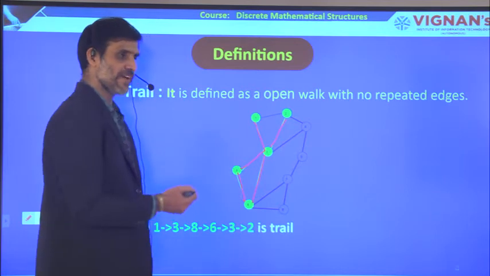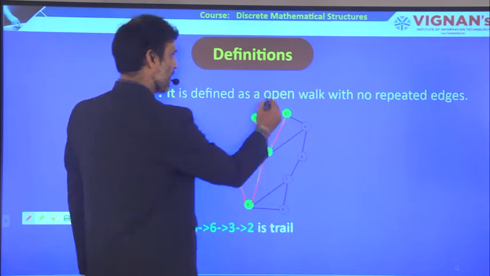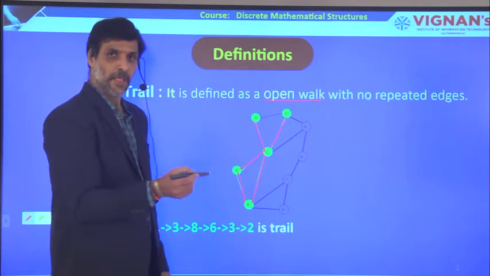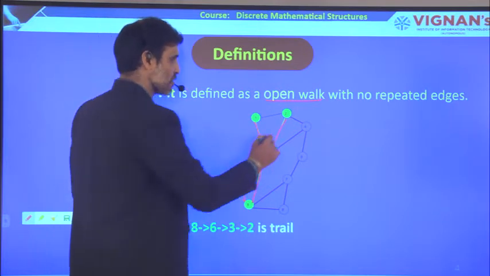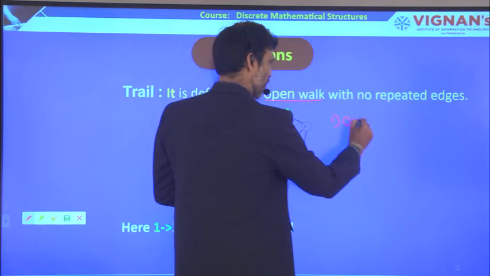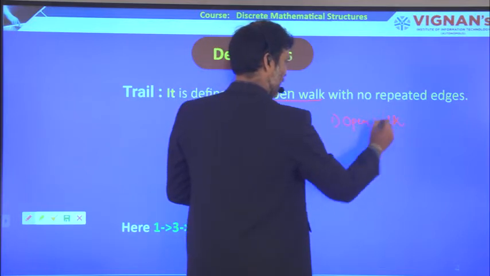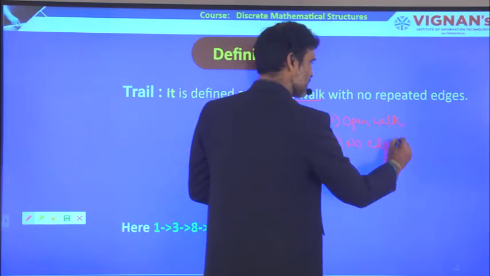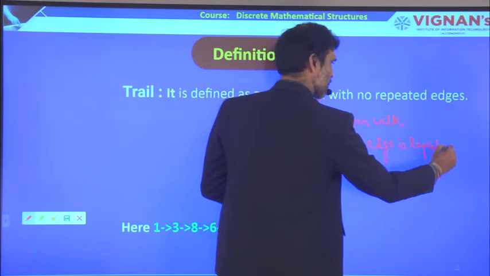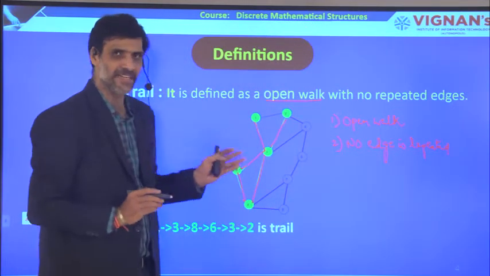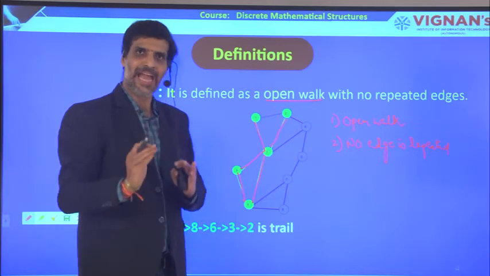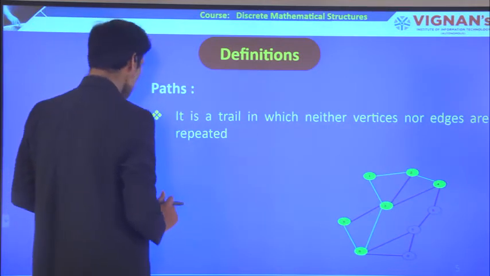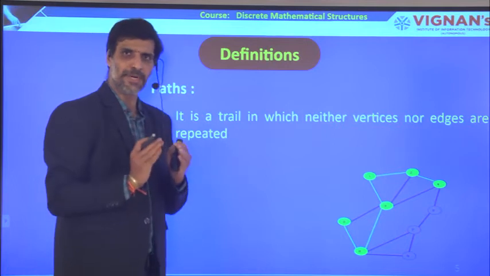So coming to the definition of an open walk, in an open walk the edges and vertices may be repeated. But for a trial, first it must be an open walk, and second, no edge is repeated. If these two conditions are satisfied, then it is called a trial. That is the difference between walk and trial. Now coming to the next one, what is a path? Till now we discussed what a walk is and what a trial is.